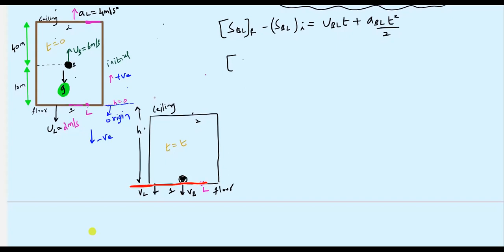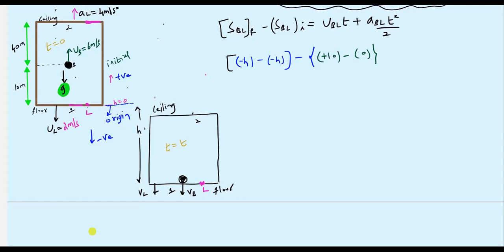Ball also will be at same point. So both this will become minus h, minus h, minus O. Initial position of the ball with respect to lift, we have taken this as origin. So initially the ball is at height of plus 10 meters. What about the floor? Floor will be at origin.